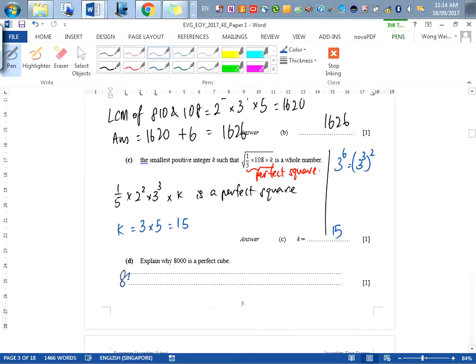So 8,000, let's write it in terms of its prime factors first. So this will give me, divided by 2, you get 4,000. Divided by 2, 2,000.